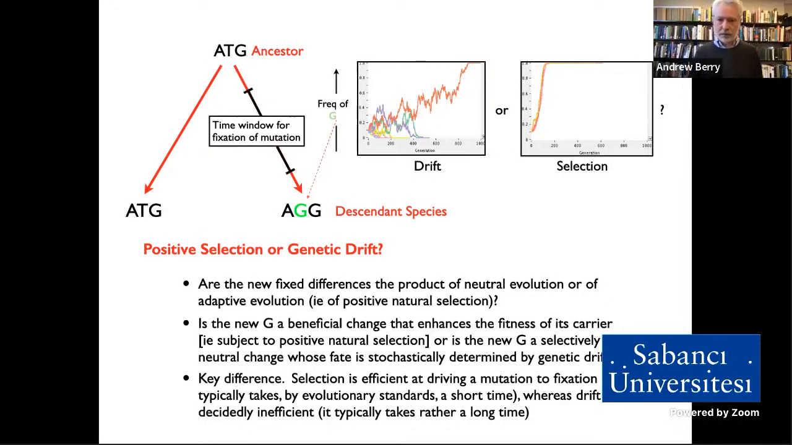So the challenge, and this is what I'm going to be addressing for the rest of this talk, is how can we distinguish between fixations, the differences between us and chimpanzees, which are there by virtue of genetic drift, versus fixations, the differences between us and chimpanzees, which are there by virtue of positive natural selection. In other words, what happened? The graph on the left or the graph on the right?